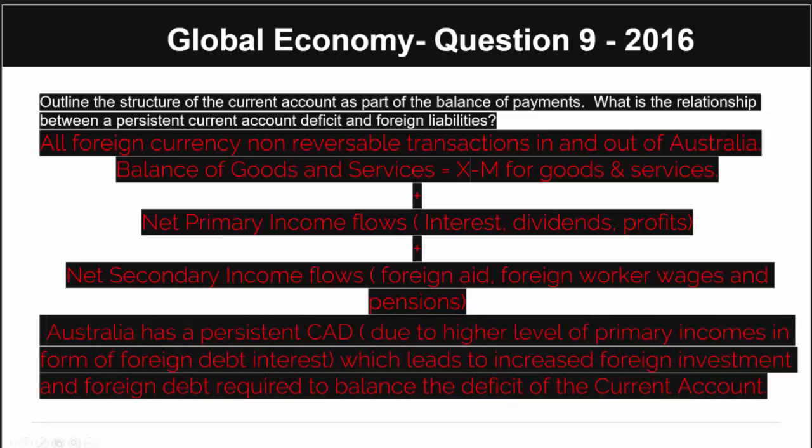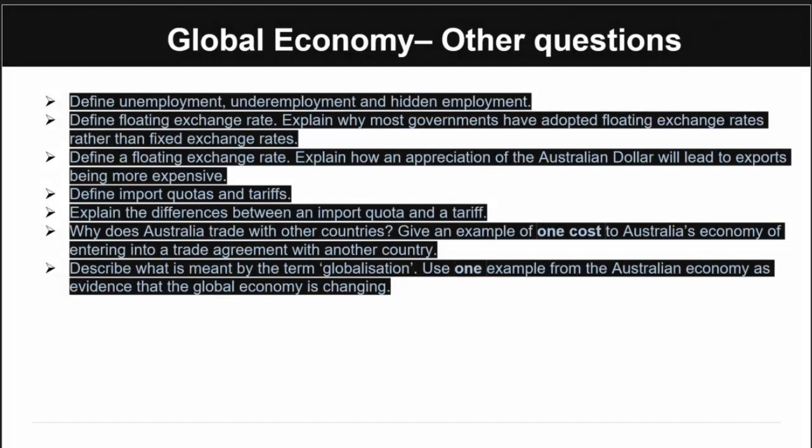Now, as I was saying earlier, we have a persistent current account deficit due to a high level of foreign income payments in the form of foreign debt interest, which leads to increased foreign investment and foreign debt required to balance the deficit in the current account. So it's a never-ending cycle. But overall, the level of foreign liabilities, or foreign debt as it's also called, tends to go up and up and up, and our interest payment commitments also go up.